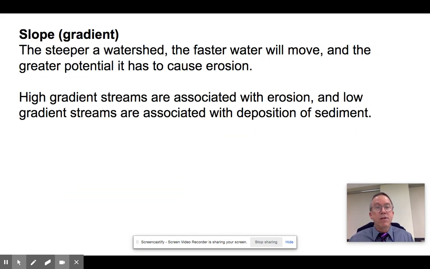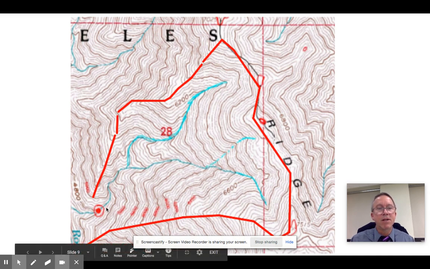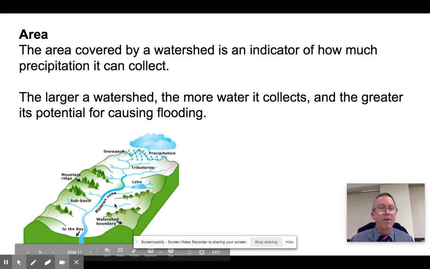Slope or gradient of it. So the steeper a watershed is, the faster the water is going to move, and fast moving water tends to erode and carry larger particles with it. So a steep watershed tends to be one that causes a lot of erosion, but a gentle one is one that causes deposition. So if we go back to this one here, this is very steep. So this is going to be eroding and cutting into the mountainside and carrying materials away through the outflow point through erosion and transportation.